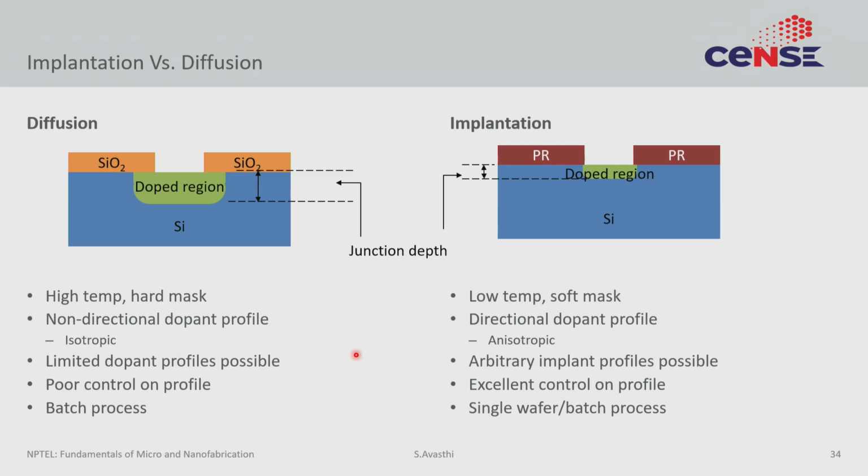So on the left is diffusion. We went into a lot of detail, and on the right is implantation, where we have gone into a lot of detail. So what is the net effect? How do we compare these two? Now both of them will create a doped region.